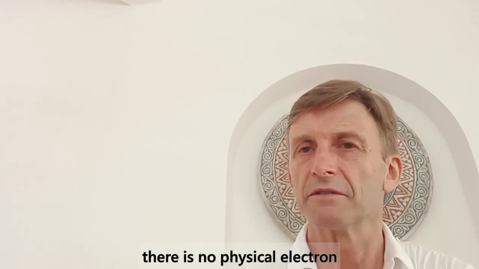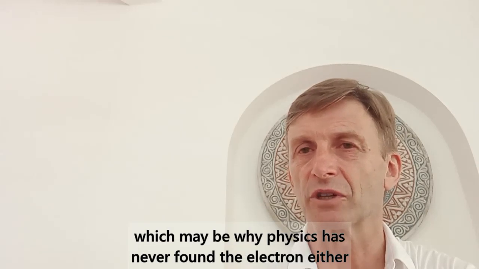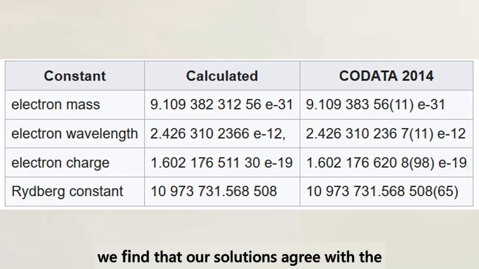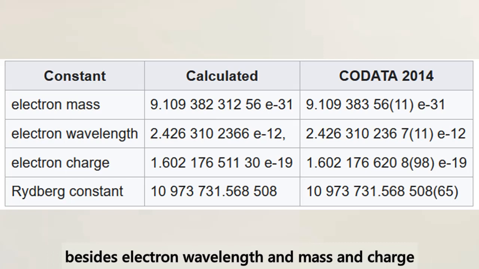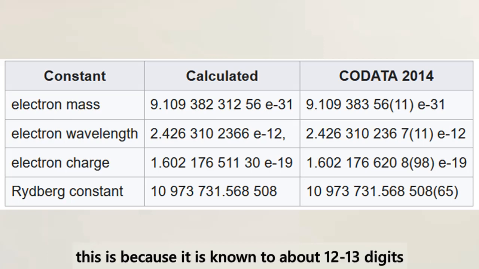There is no physical electron, which may be why physics has never found the electron either, although they can measure its parameters accurately. We find that our solutions agree with the experimental data with a good accuracy. Besides electron wavelength and mass and charge, I have included the Rydberg constant. This is because it is known to about 12 to 13 digits.